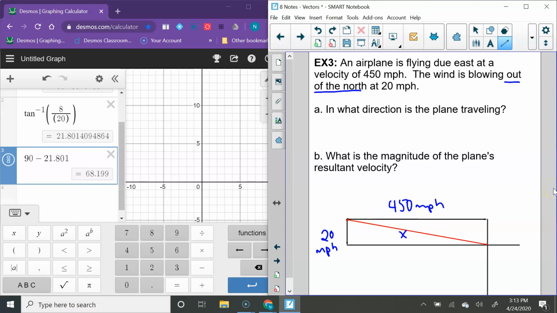I typically just like to find the smaller angle, so I'm going to go for this angle right here, but you could use either one. I'm going to call that theta. So let's do direction first. If this side over here is 20, then this side is 20. So I'm going to put a 20 right here. So it says, in what direction is the plane traveling? And so we have, again, this is my opposite side right here.